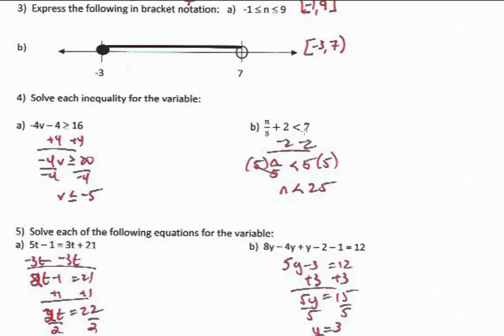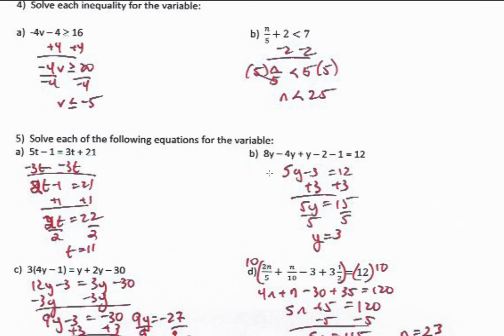Letter B, subtract 2 from both sides, then multiply by 5, n is less than 25. I do not need to switch the direction of the inequality because I multiplied by a positive.